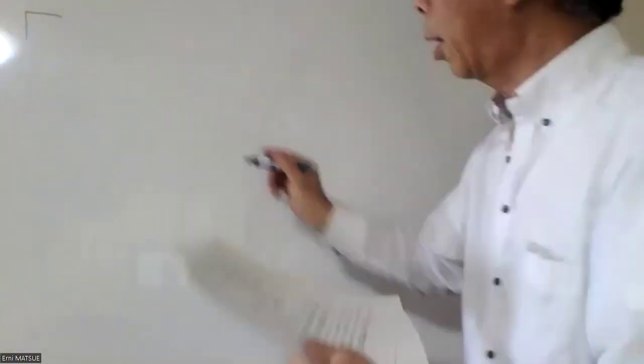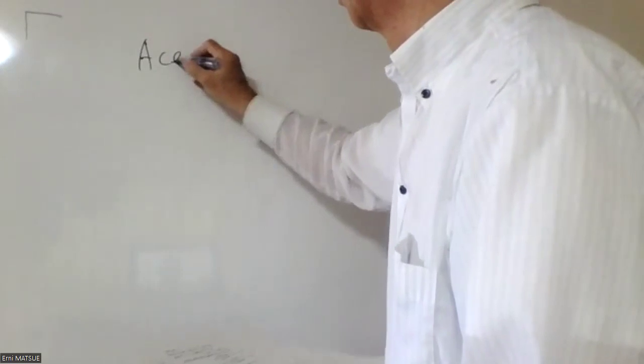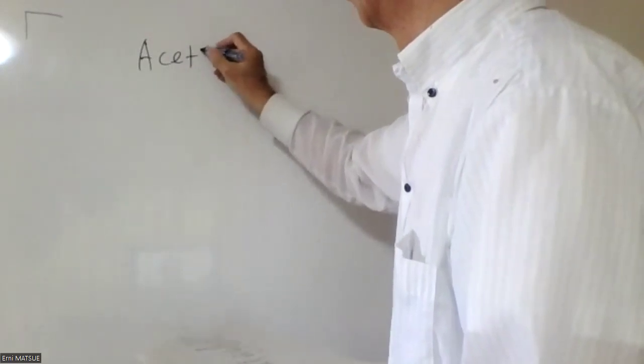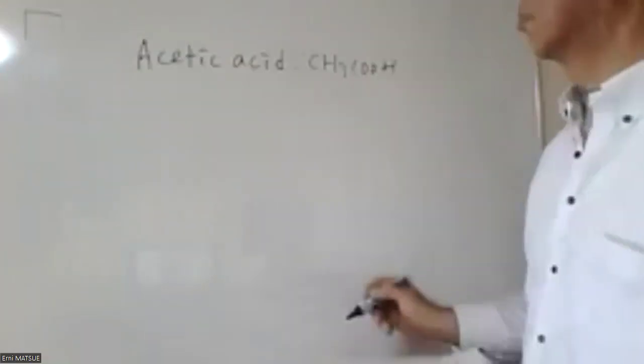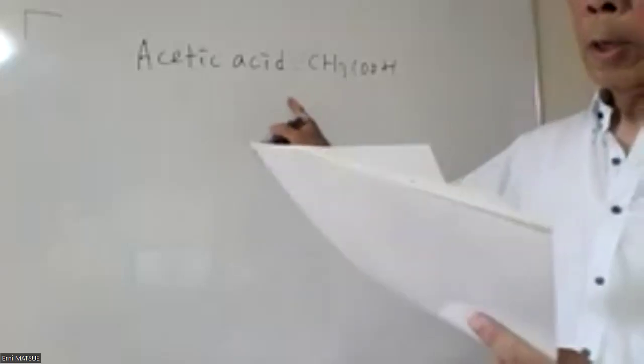For example, acetic acid. This is the typical weak acid.